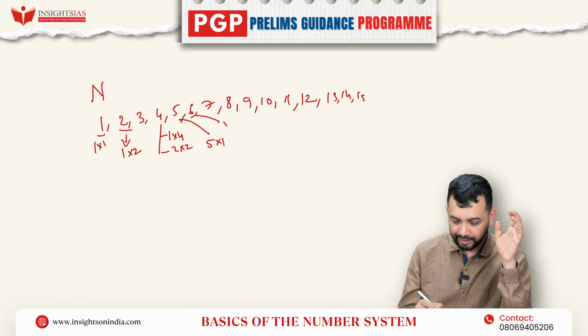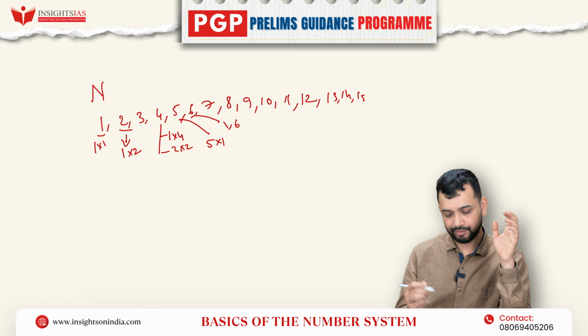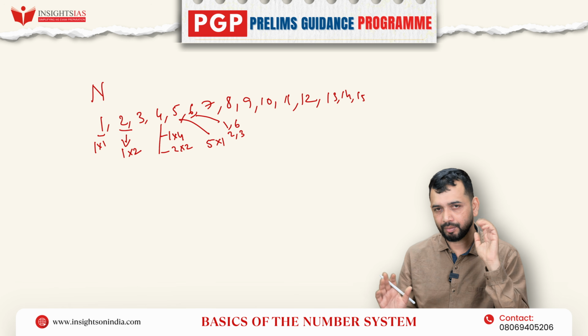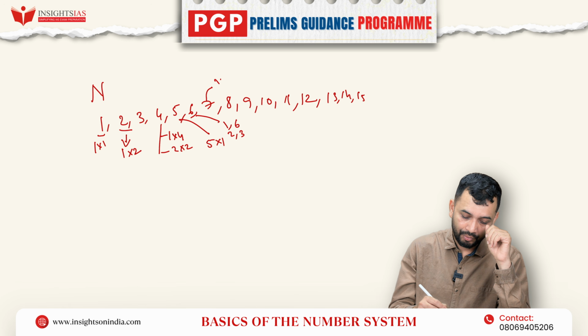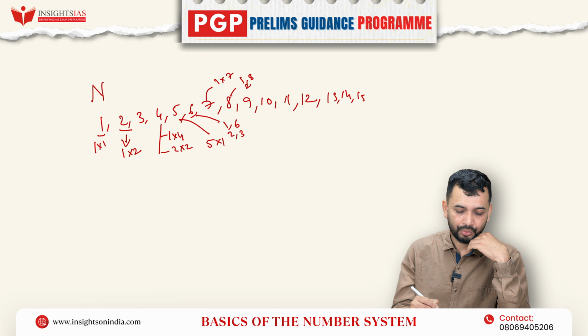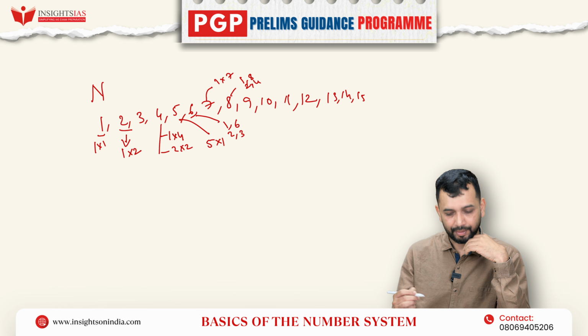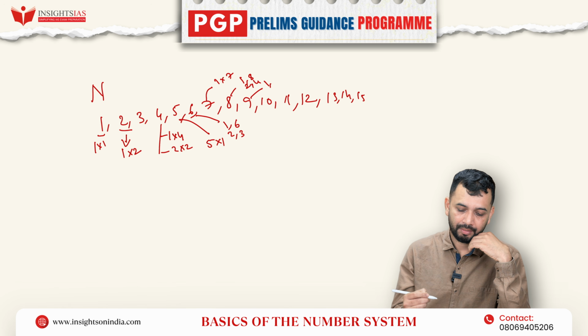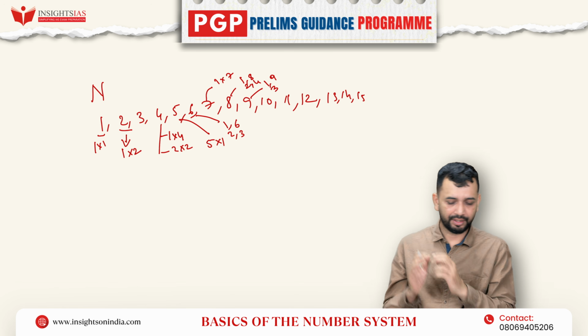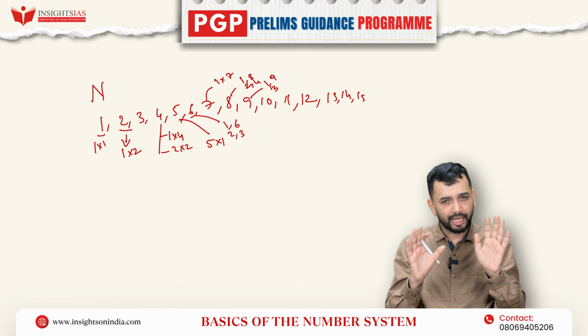Similarly, 6, if I take, it is divisible by 1 and 6, 2 and 3. So 2 3s are 6. So it will be divisible. 7 again, 1 into 7. 8 again, it will be divisible by 1, by 8, by 2, and by 4. Similarly, 9 will be divisible by 1, by 9, and by 3, since 3 3s are 9, and so on. Let's not write it for all the numbers, but have a broader understanding.